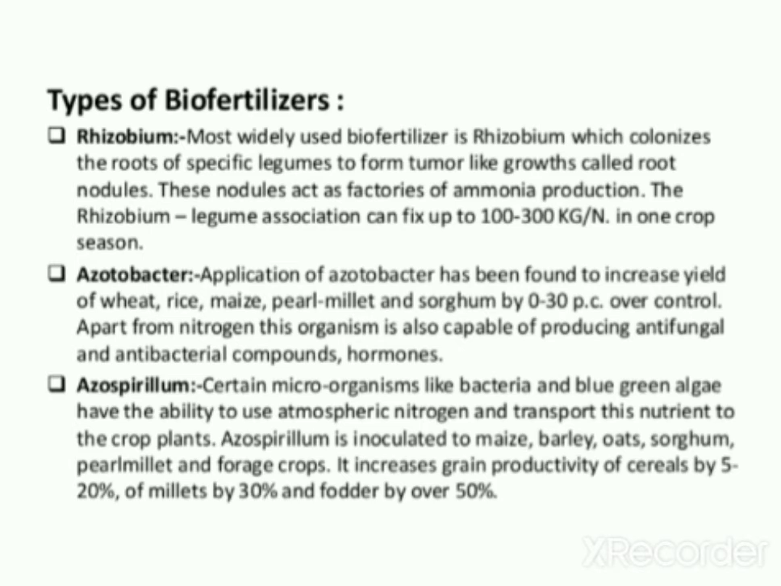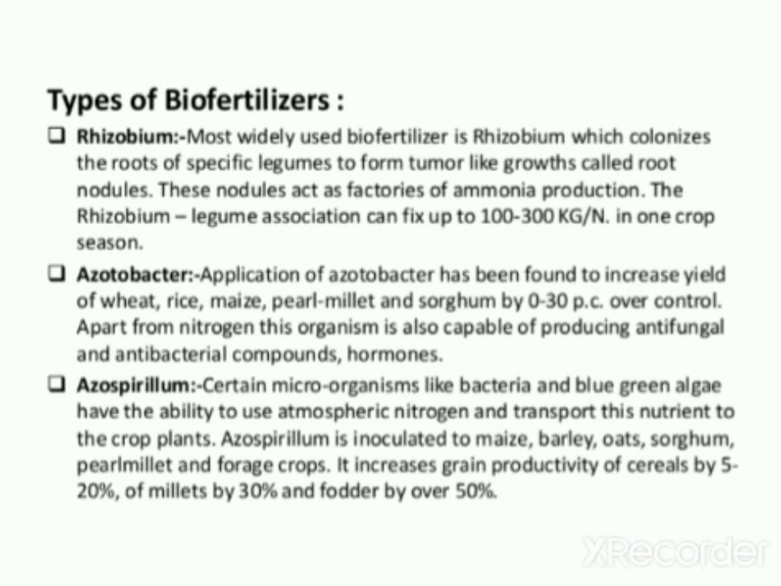Azotobacter. Application of azotobacter has been found to increase yield of wheat, rice, maize, pearl millet and sorghum by 0 to 30% over control. Apart from nitrogen, this organism is also capable of producing antifungal and antibacterial compounds.